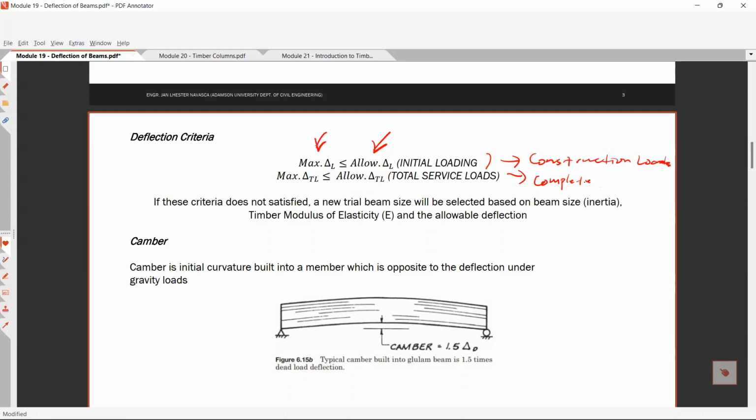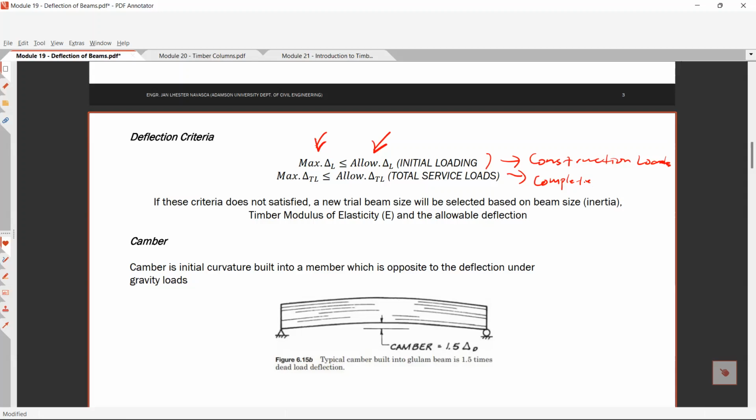And the criteria is the maximum total deflection should be less than or equal to the allowable total service loads. If this criteria is not satisfied, then a new trial beam size will be selected based on inertia, the modulus of elasticity, and the allowable deflections. So ganyan yung pag-determine ng beam size. Diba? After finding the beam that satisfies the strength criteria, the strength criteria are the bending and the shear, kailangan mo pa rin masatisfy yung serviceability criteria, yung deflection or vibration.